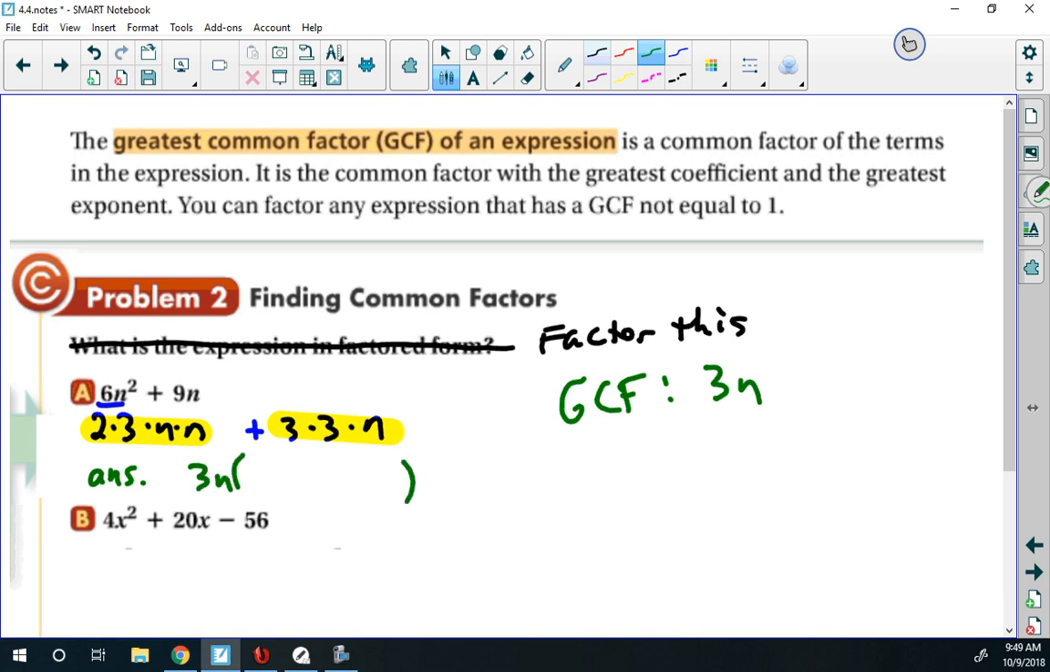Remember, we're doing the distributive property backwards. We're undistributing. I like doing this method because watch what happens. I'm going to wipe out my 3n, and whatever's left just gets dropped into the parentheses, right? So what's left? 2n plus 3. I don't know how you feel about that, but I think that's pretty cool. I think that's pretty neat.